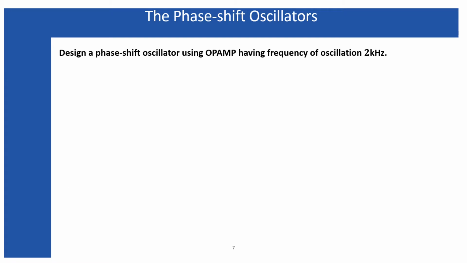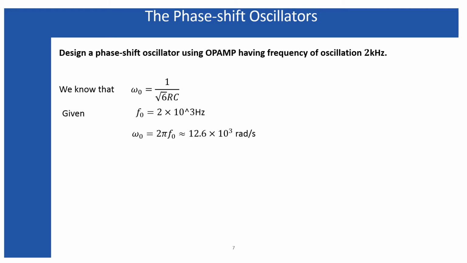Let's consider a practical design of the phase shift oscillator which has a frequency of oscillation of 2 kHz. This is the expression for the frequency of oscillation we know, and the frequency of oscillation is given, so you can find the omega naught from the given value of f naught, and I'm assuming that the R in the expression of the frequency of oscillation is 10 kilo ohm. So from this expression I can easily find out what will be the capacitor necessary to produce the required oscillation. So that is 3.24 nanofarad.